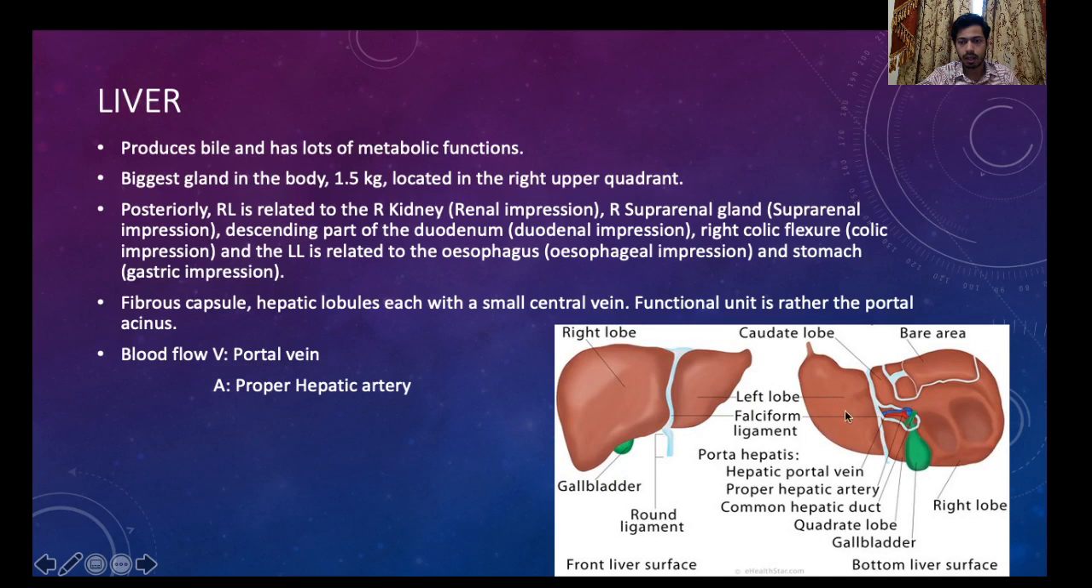And a little bit about the unit of the liver. It's composed of a fibrous capsule, and the individual parts of the liver are made up of hepatic lobules. You could think of this little circle as the hepatic lobules, and the centermost piece here is the small central vein. And you've got hepatic lobules all around it, and this small central vein will then lead on to the hepatic vein.